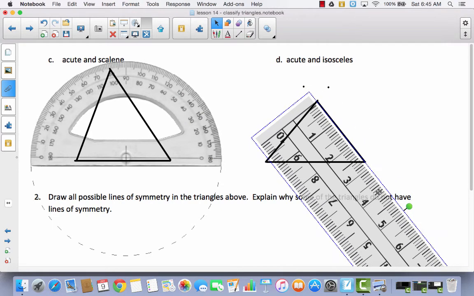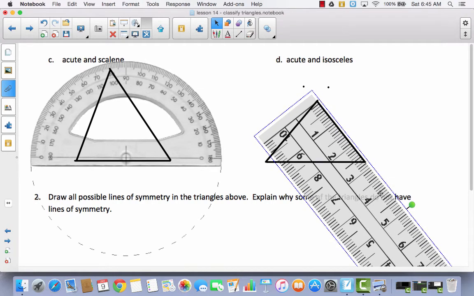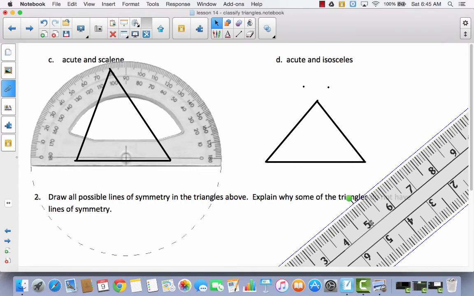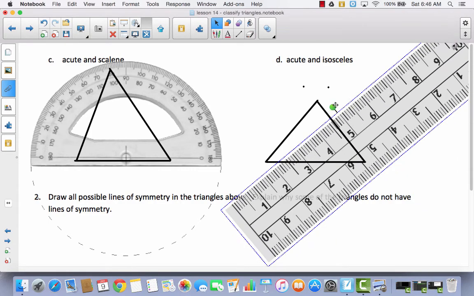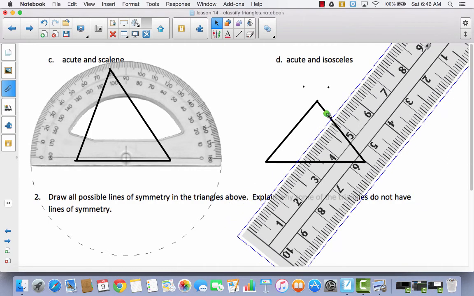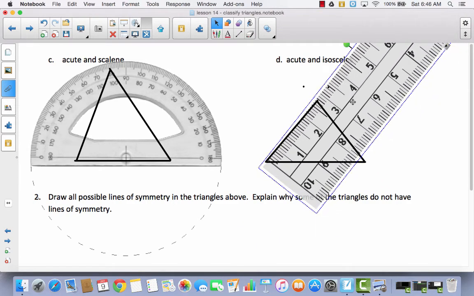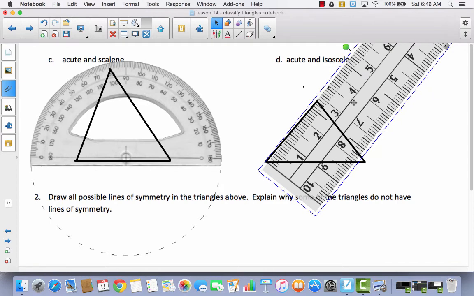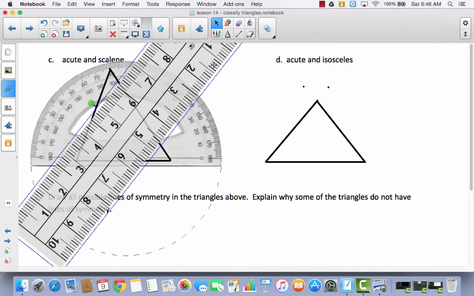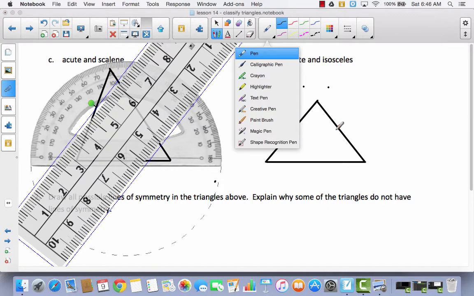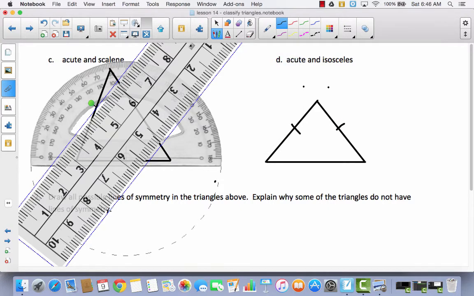Let's see if these other two sides are equal. Okay, so this side is 2.8 centimeters. So let's try this side. Yours may not be exactly 2.8 centimeters, but as long as they're close to being equal, that's fine. This one is 2.8. Good. Let's go ahead and label these with our tick marks to show that these are the same length.